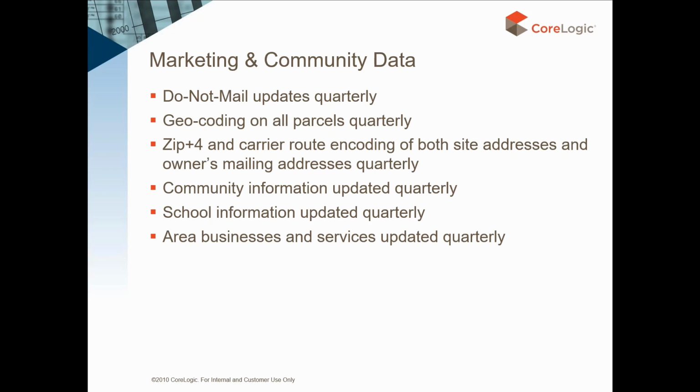We're going to geocode all of your parcels each quarter. We've also got the zip+4 and carry route encoding for both physical addresses and owner mailing addresses. So that means if you are trying to reach someone via mail using Realist, you are going to be able to do that as well. School information is updated each quarter, and also information about your community and your businesses updated each quarter as well.